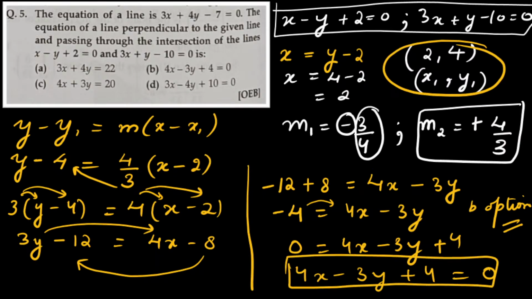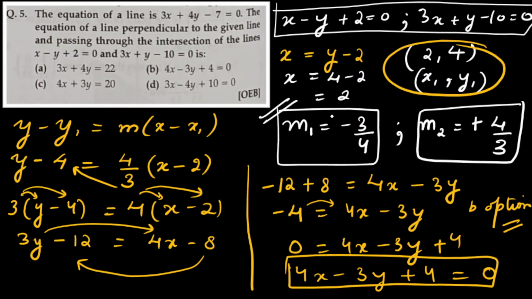Here is one common mistake which students can make, which you have to avoid. Most of the students will use this slope only. See, this slope we don't have to use. This is the slope of the other line, the slope of the given line. We have to use the slope which is perpendicular to this. So this slope we have to use here. I hope this is clear.